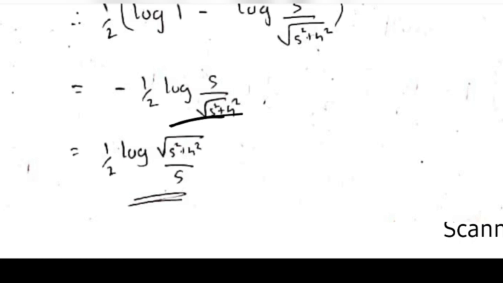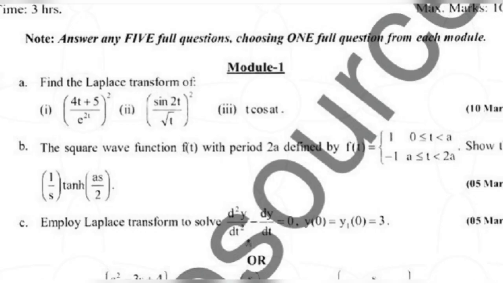You can just stop here also, or if you want to take this minus inside and write it in this form, that's also fine. The next question is to find the Laplace transform of t cos at. Let's see how to do that.